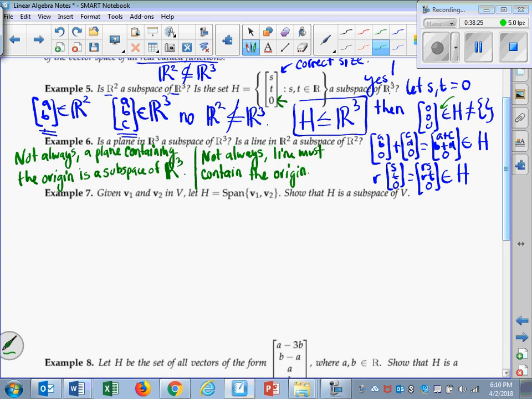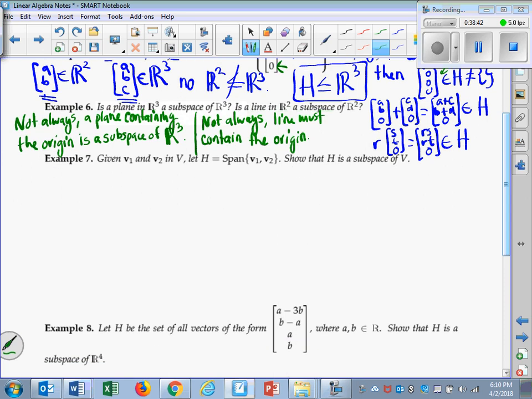All right, well, let's look at example 7 and see what it says. Given v1 and v2 in V, let H equal the span of v1 and v2, and we want to show that the span of two vectors from a vector space is actually a subspace of V. Okay, well, we have to go through the three properties. So let's start by showing that the 0 vector is in the span, and we might want to remind ourselves what the span actually is.